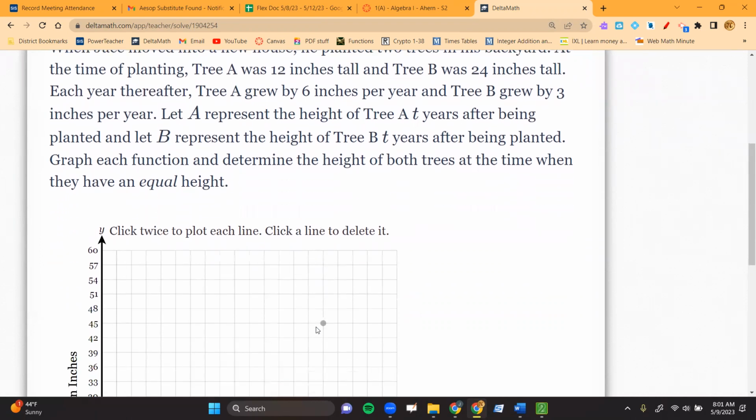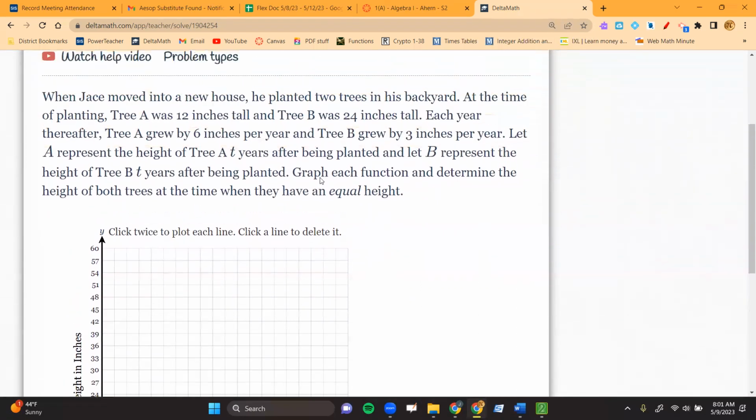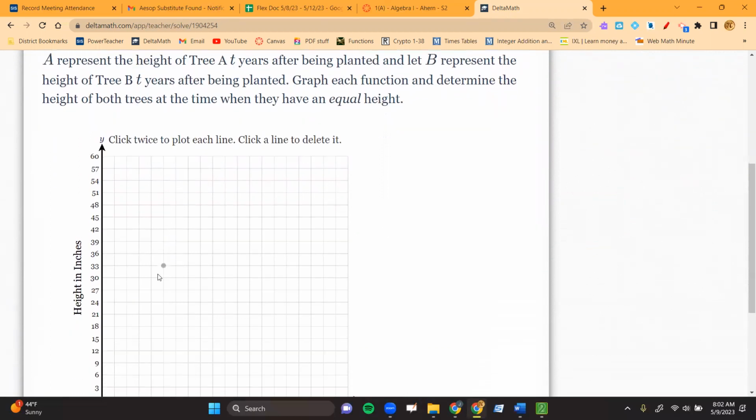So what I'm going to do is go down to the graph and on 12 inches, I'm going to put a dot. And then tree A also grows by 6 inches per year. You can see that right here. Tree A grew by 6 inches per year. So I'm going to go to 12 for tree A.